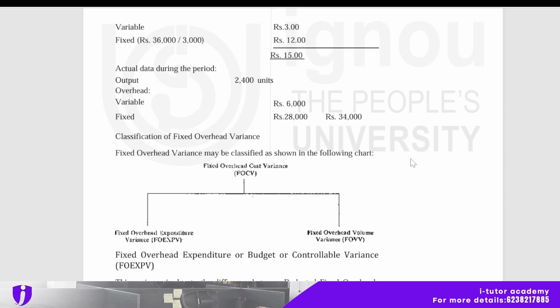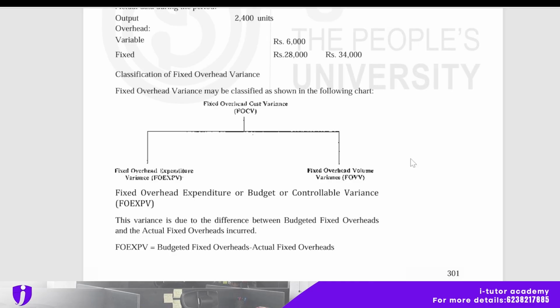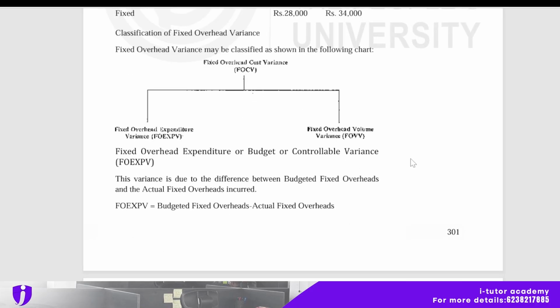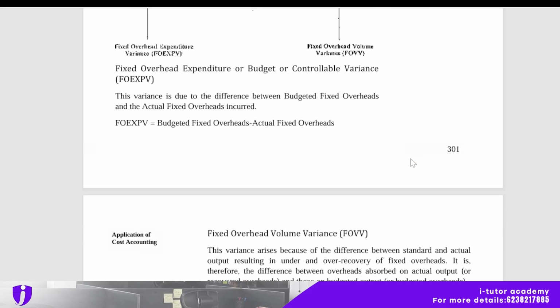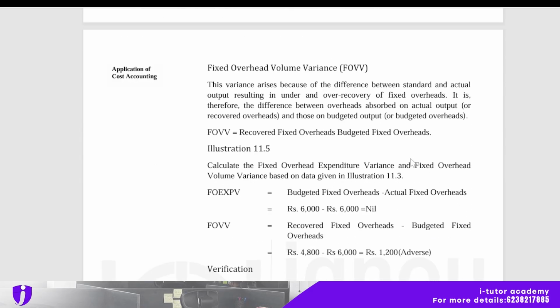Fixed overhead variance may be classified as shown in the following chart, that is fixed overhead expenditure or budget variance and fixed overhead volume variance. Fixed overhead expenditure, or budget, or controllable variance: this variance is due to the difference between budgeted fixed overheads and the actual fixed overheads incurred, that is, budgeted fixed overhead minus actual fixed overhead. Fixed overhead volume variance: this variance arises because of the differences between standard and actual output, resulting in under and over recovery of fixed overheads.